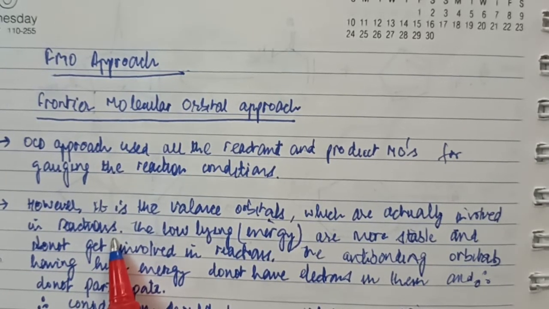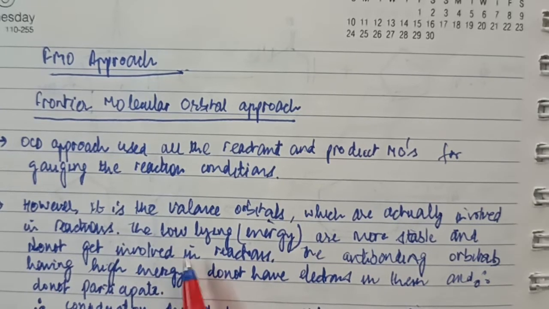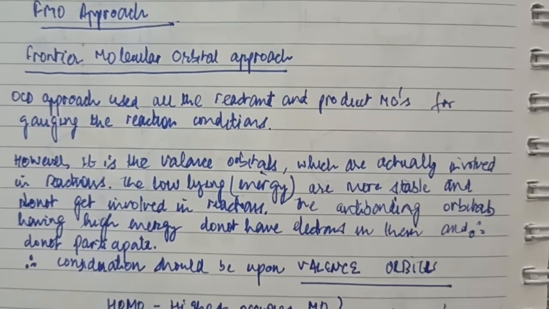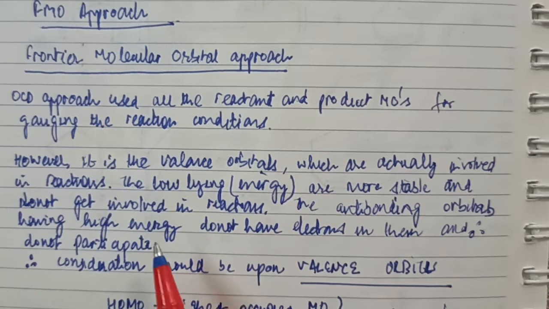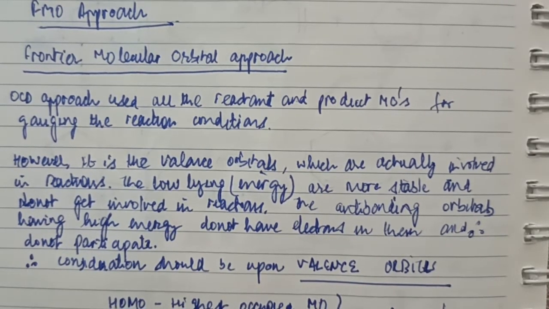Valence orbitals, you know what valence orbitals are: the orbitals which are highest in terms of energy and are filled. The low-lying orbitals, the ones which are lower in energy and are filled, are more stable and they do not get involved in the reactions. And moreover, the anti-bonding orbitals, normally speaking, are very high in energy, they are empty, and obviously they do not participate in the reaction. Hence, the FMO approach is based on considering only the interactions of the valence orbitals, not the interactions of all the orbitals.